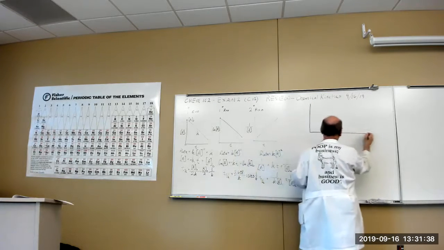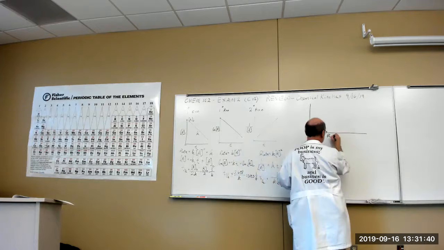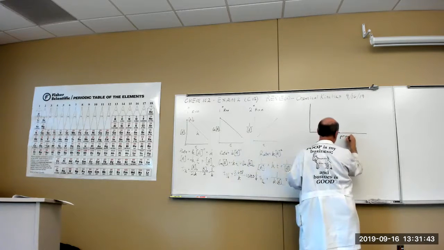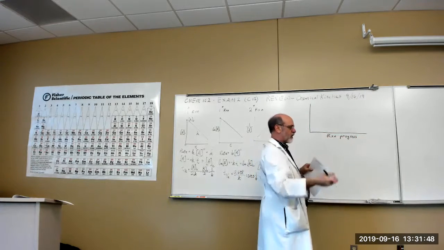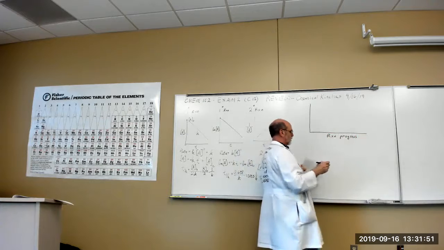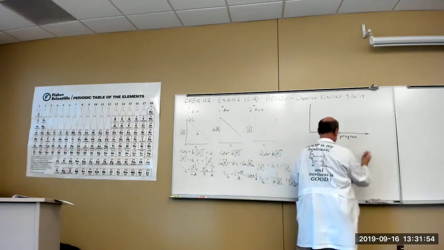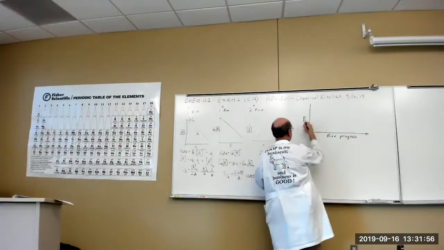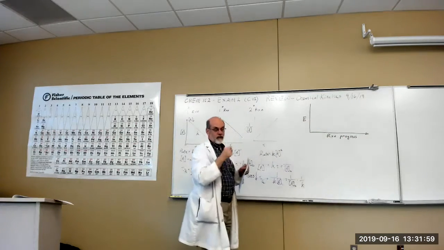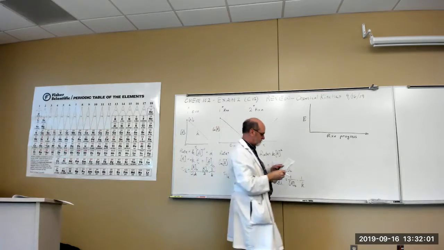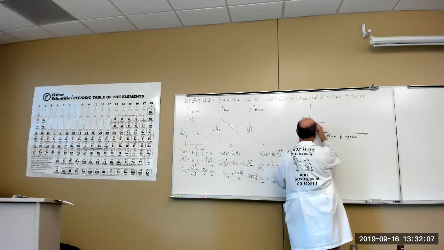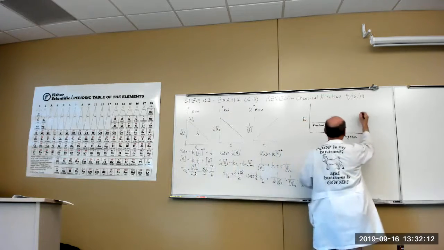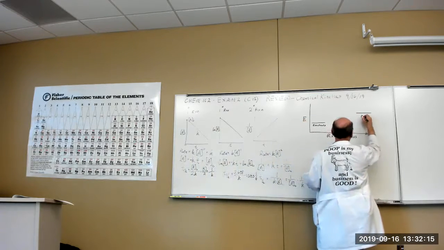So this is reaction progress. It could be based on time, it could be based on product production, whatever. They never do put any units on that one. But this one is the energy of all the components in the reaction. So if we start off here with reactants, and we're going to end up over here with products.